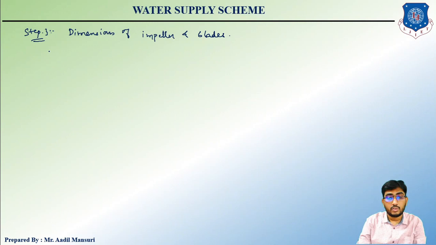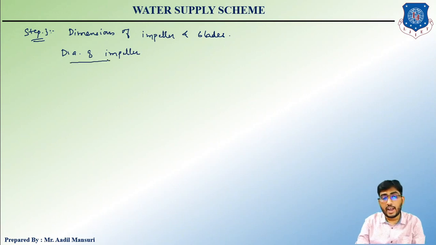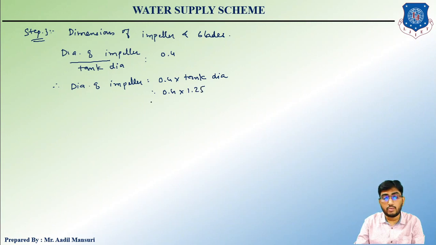Right? So here, the ratio of diameter of impeller to tank diameter we have assumed as 0.4, right? So diameter of impeller will be 0.4 into tank diameter, that will be equal to 0.4 into 1.25, that will be equal to 0.5 meter. Agree? So that will be the diameter of the impeller.